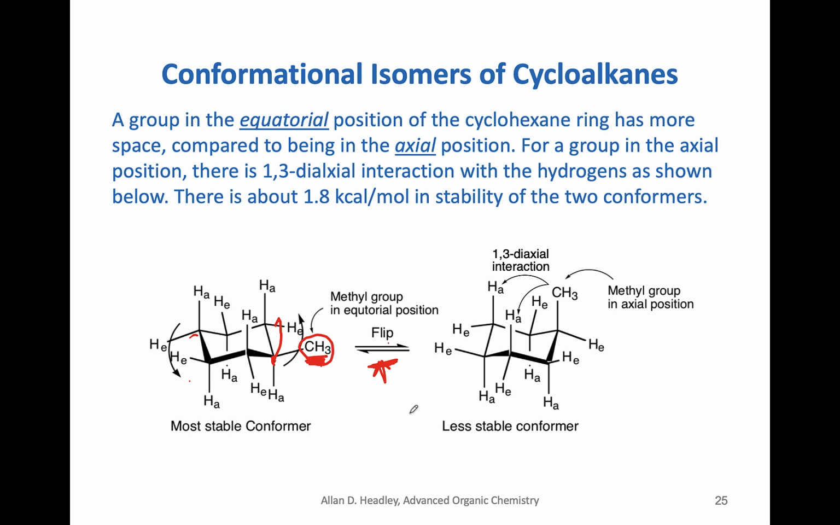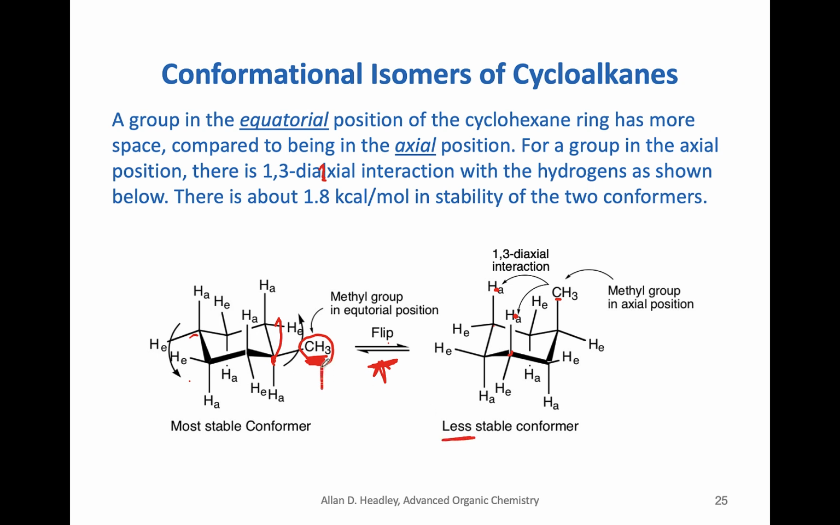Let's look at this one. You can see that this methyl group here in the axial position is close to the axial hydrogens on the three carbons over here. That's why it's called a 1,3 diaxial interaction. So we have a 1,3 diaxial interaction here. That makes it less stable.